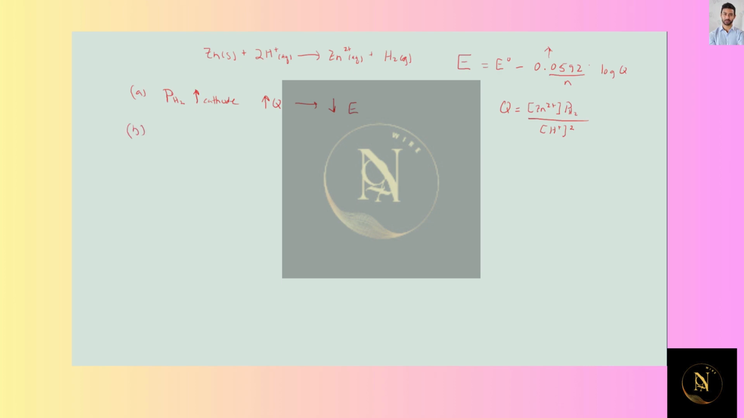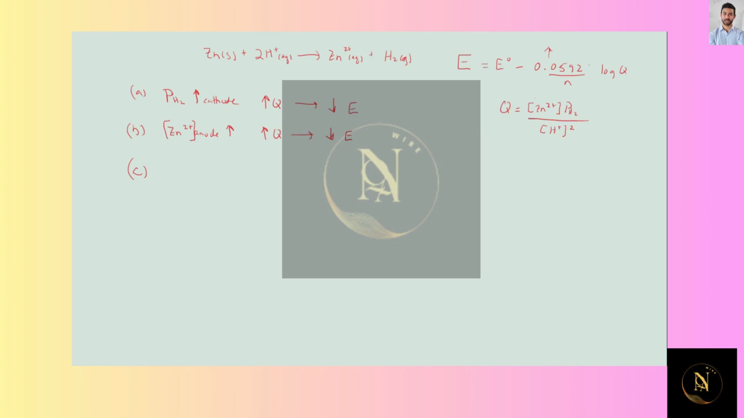In part B, the change is that zinc nitrate is added to the anode half cell. So I'm adding some Zn2 plus essentially. If I add Zn2 plus at the anode, my concentration of Zn2 plus is increasing, so I am again increasing the numerator of Q. So Q is again going to increase, and for the same reason as before, if Q increases, the EMF of the cell decreases.